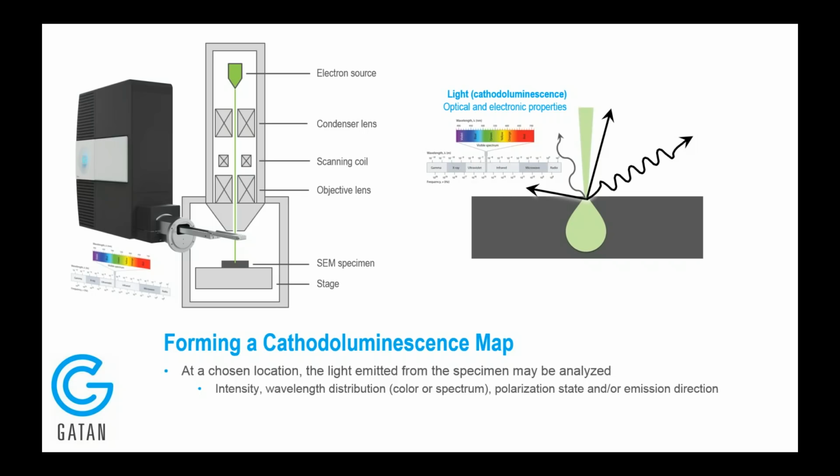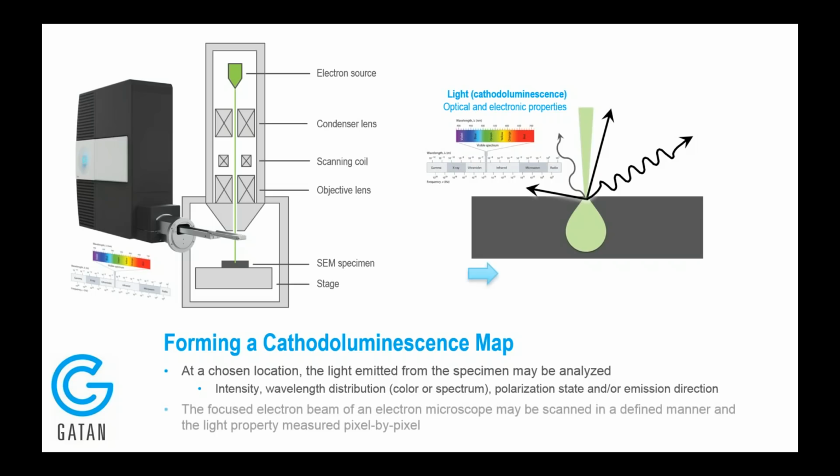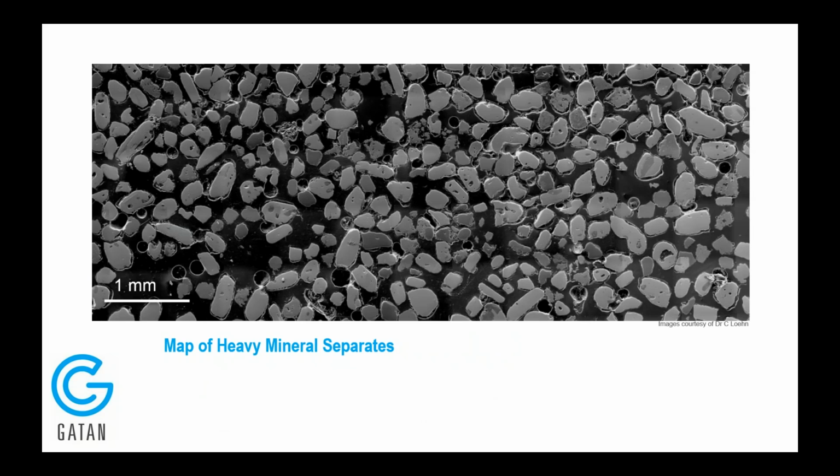We can also analyze properties such as the polarization state of the light that's emitted, or the emission direction, so the angle at which the photon, or the direction in which the photon exits the surface of the material. And we can do that from pixel to pixel across an array of pixels, forming a map. So on the next slide, I'll give you a couple of examples.